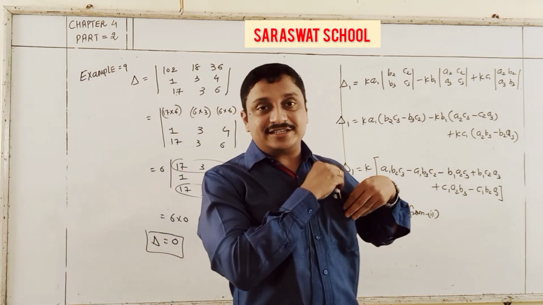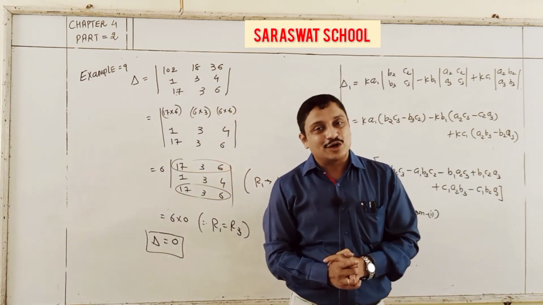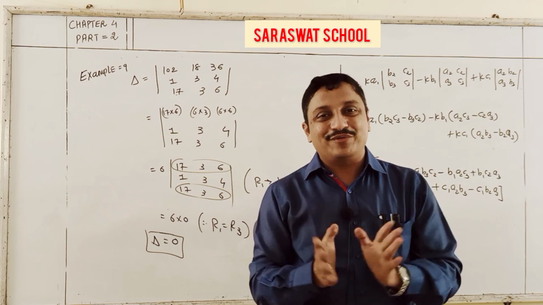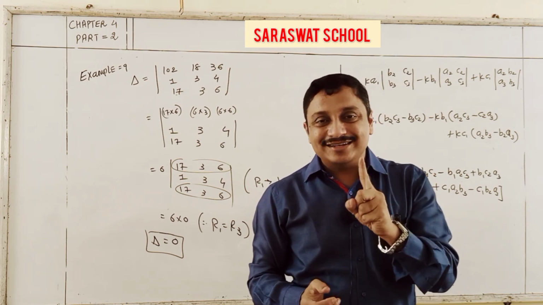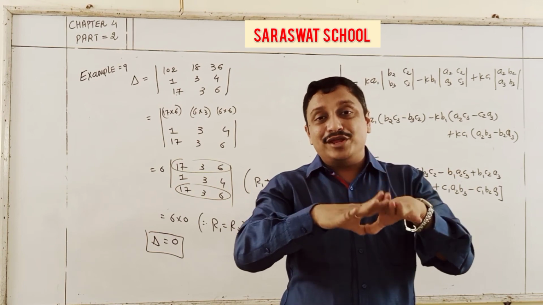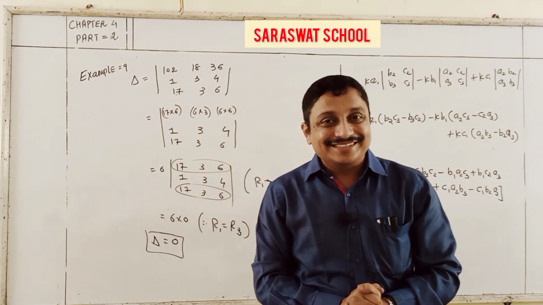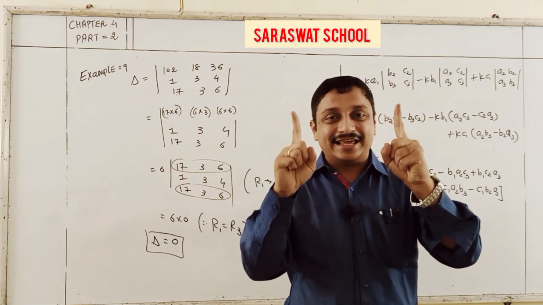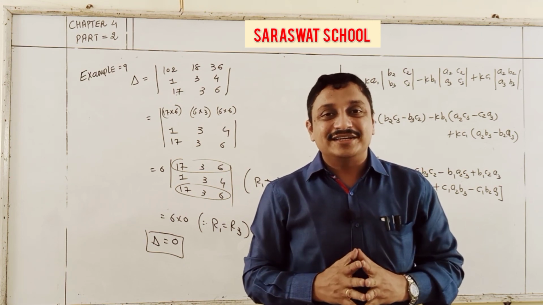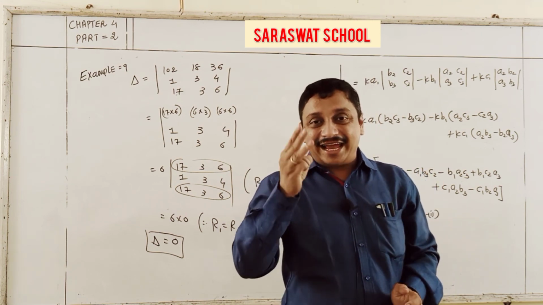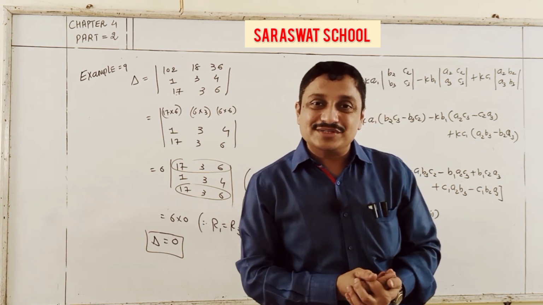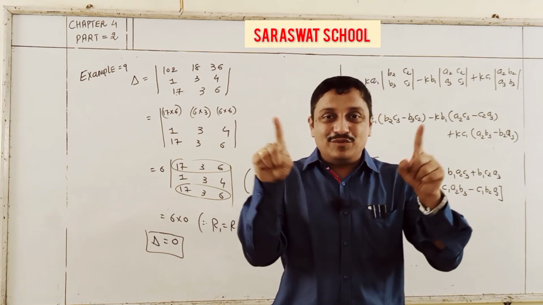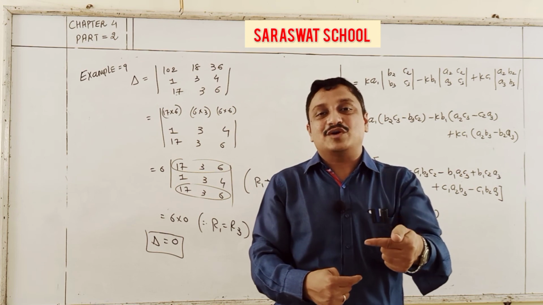Yes students, after example 9 I will stop this video, and I revise theorem 1, property 1, property 2, property 3 and property 4 one more time. In property 1, every row element converted to columns, the value of the determinant does not change. Second, if any two rows or columns are interchanged, the value of the determinant is its additive inverse. Third, if any two rows have the same values, the answer is 0. And theorem 4 is about multiples of k: any one row or column multiplied by k gives k times the new determinant.